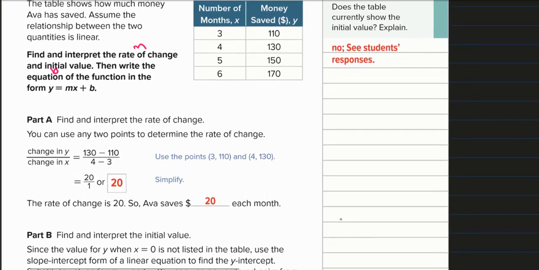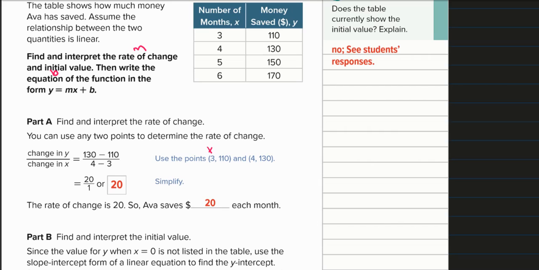We're going to do the same thing. We're looking at our first point and our second point. We get x1, y1, 4 over 130. This is x2, y2. We use the equation of y2 minus y1 over x2 minus x1. And when we do that, we get 20 over 1, or just 20. So the rate of change is 20.